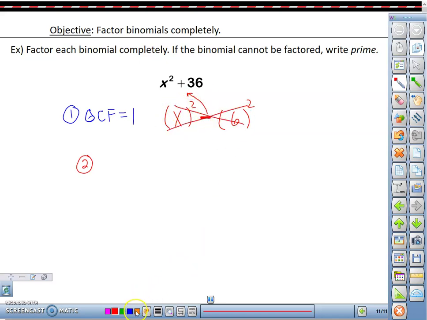So because it's not a difference of squares and our GCF is 1, that's telling us it has no other factors other than 1 and itself. So according to our instructions, that means it is prime, and that is what we will write. This binomial is prime. It has only two factors, 1 and itself. All right, let's take a look at another one.